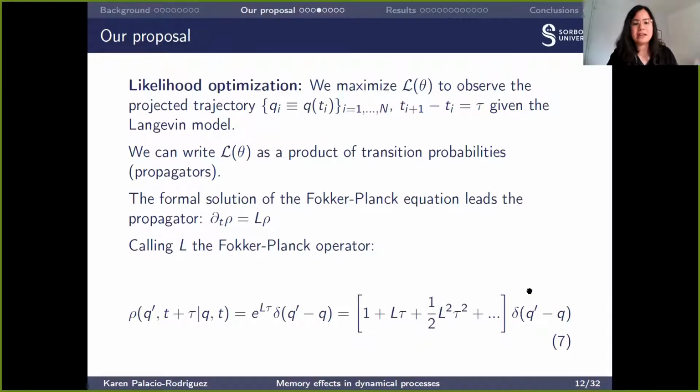So once we have these input trajectories, we can go to the likelihood optimization, so we can maximize the likelihood to observe these trajectories given the Langevin models we propose. We can write the likelihood function as a product of transition probabilities, also called propagators, and these propagators can be obtained from the formal solution of the Fokker-Planck equation. So basically, you can propose this approximate solution in which you can cut, or stop, at first order, second order, and so on.